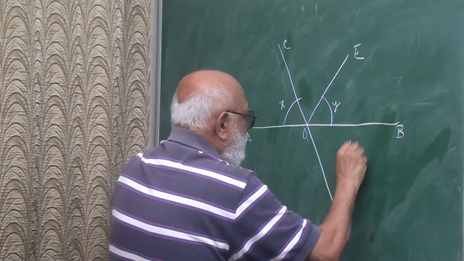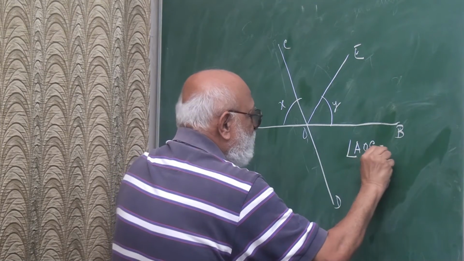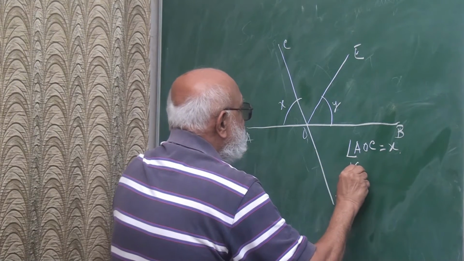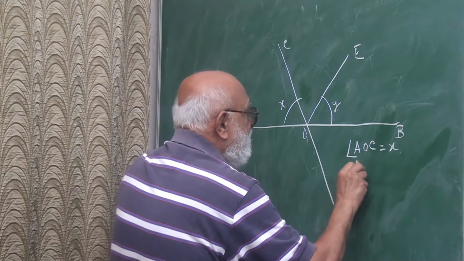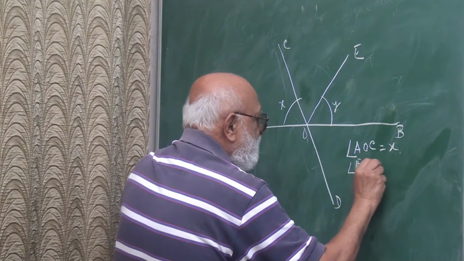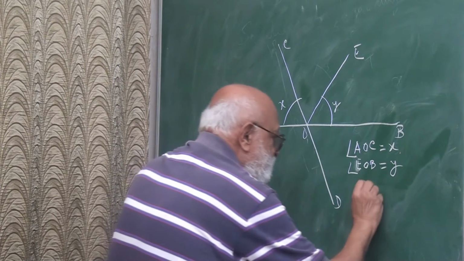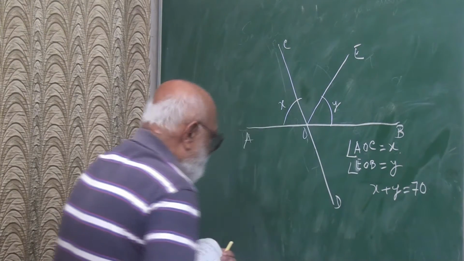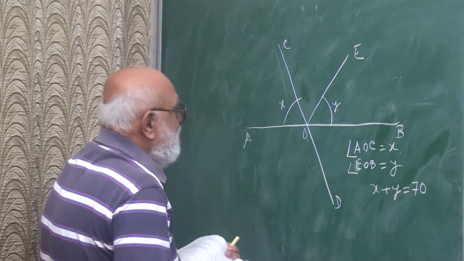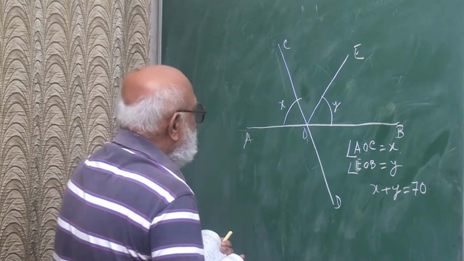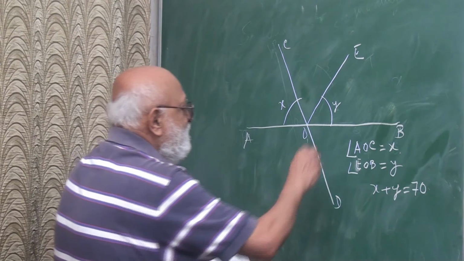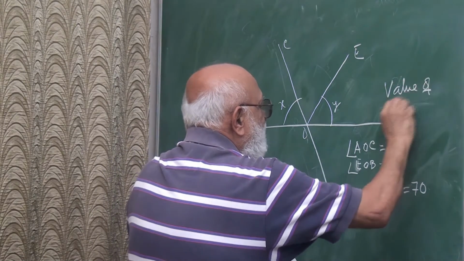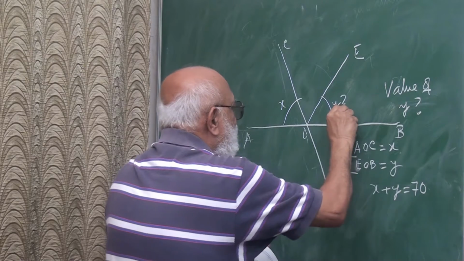So angle AOC is equal to X, angle EOB is equal to Y. And X plus Y is given equal to 70. Okay, now it is asking you what to do. Find BOE, find this Y, the value of Y. What is the value of Y?